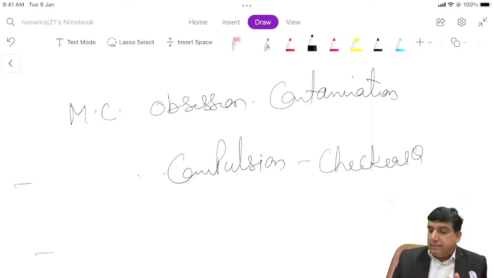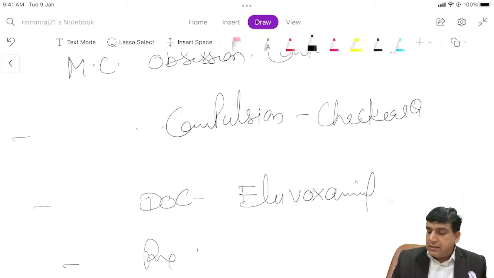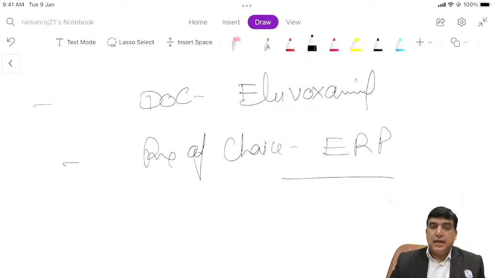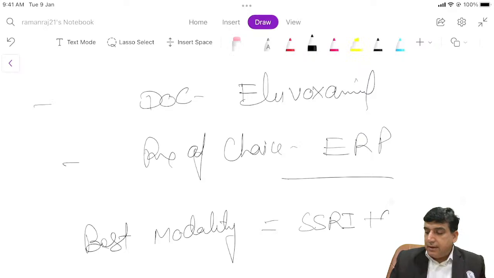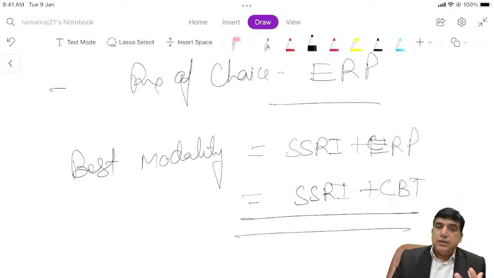Contamination and checker. If they ask you the drug of choice, it is SSRI, particularly fluvoxamine, and if they ask you the treatment of choice, then your answer will be what? ERP, exposure and response prevention therapy. Drug of choice is what? Fluvoxamine. If they ask you the best modality of treatment, then your answer will be SSRI plus ERP. Sometimes they can give you SSRI plus CBT, whatever option they give. So the best is the combination of therapy plus medication, and the treatment of choice is exposure and response prevention therapy.